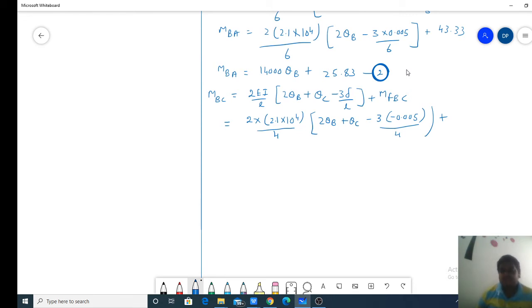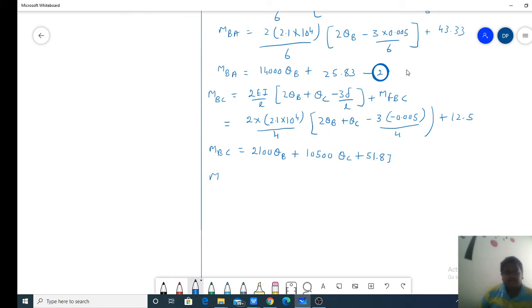MFBC, you know that it is 12.5. Now once you solve this, the final value for MBC will be 2100 theta B plus 10,500 theta C plus 51.87.